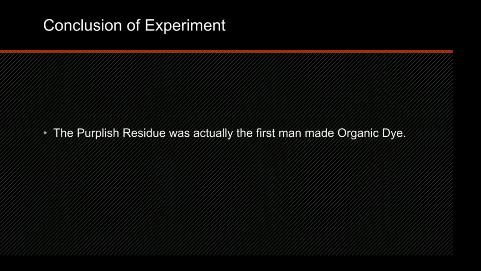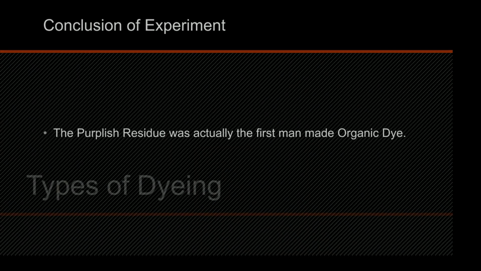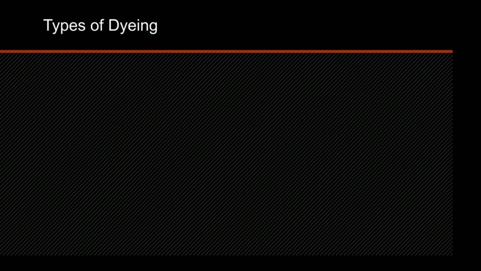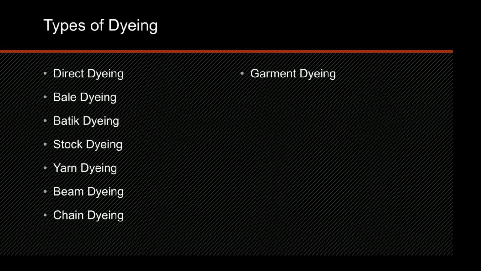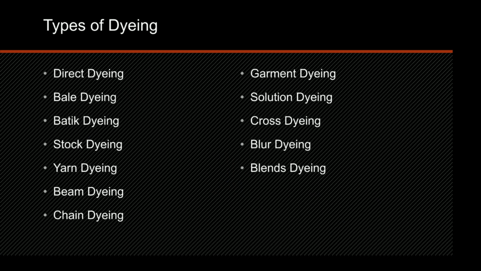Now we discuss the types of dye. According to the requirements and process, there are many types of dyeing like direct dyeing, bale dyeing, batik dyeing, stock dyeing, yarn dyeing, beam dyeing, chain dyeing, garment dyeing, solution dyeing, cross dyeing, blur dyeing, blends dyeing, back dyeing, top dyeing.